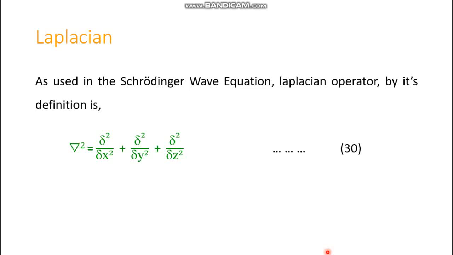Now Laplacian. Laplacian is another operator, and we have already used this operator in the Schrödinger wave equation. By definition, it is written as the addition of the double differentiations along the three axes. So this is the Laplacian, del squared, and this is nothing but equal to ∂²/∂x² plus ∂²/∂y² plus ∂²/∂z². I repeat, ∂²/∂x² plus ∂²/∂y² plus ∂²/∂z². So this is the Laplacian operator, symbolized as del squared, and this is equation number 30.